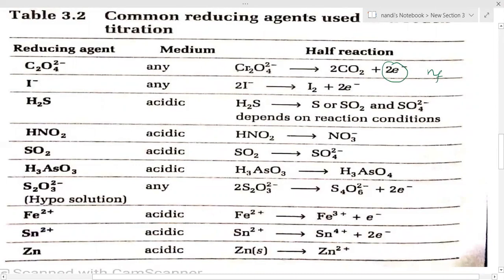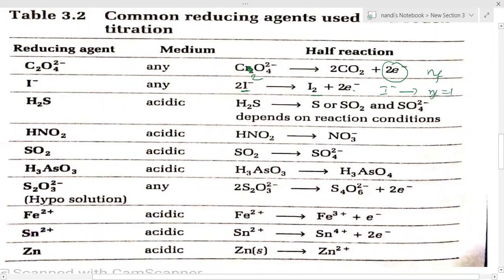Actually this is C, not chromium, C2O4 2 minus, so the n factor is 2. Even I minus converts into I2. Here 2I, so 2 electrons. For 1 I minus, the n factor is only 1, as it loses 1 electron.